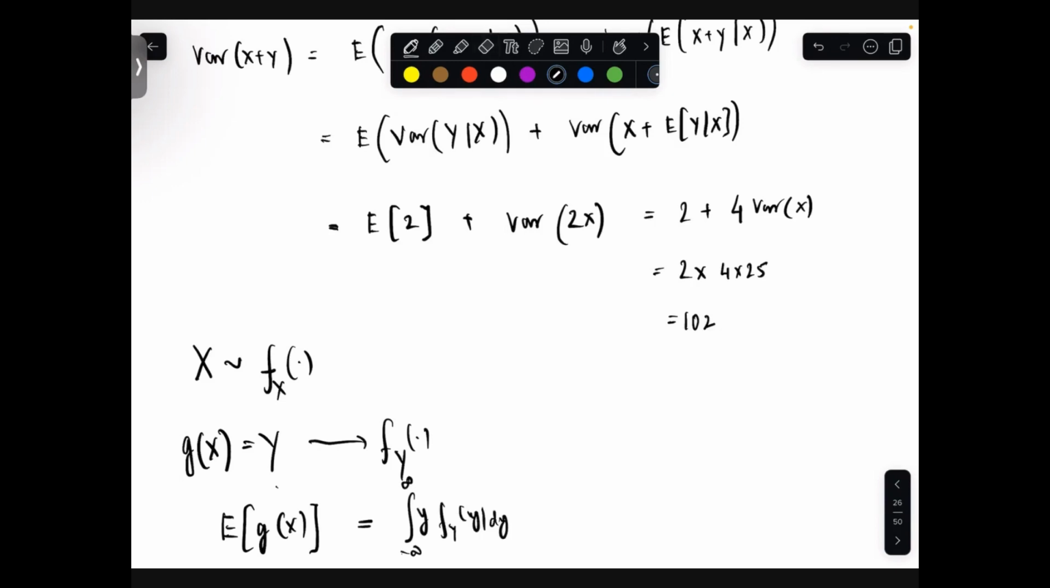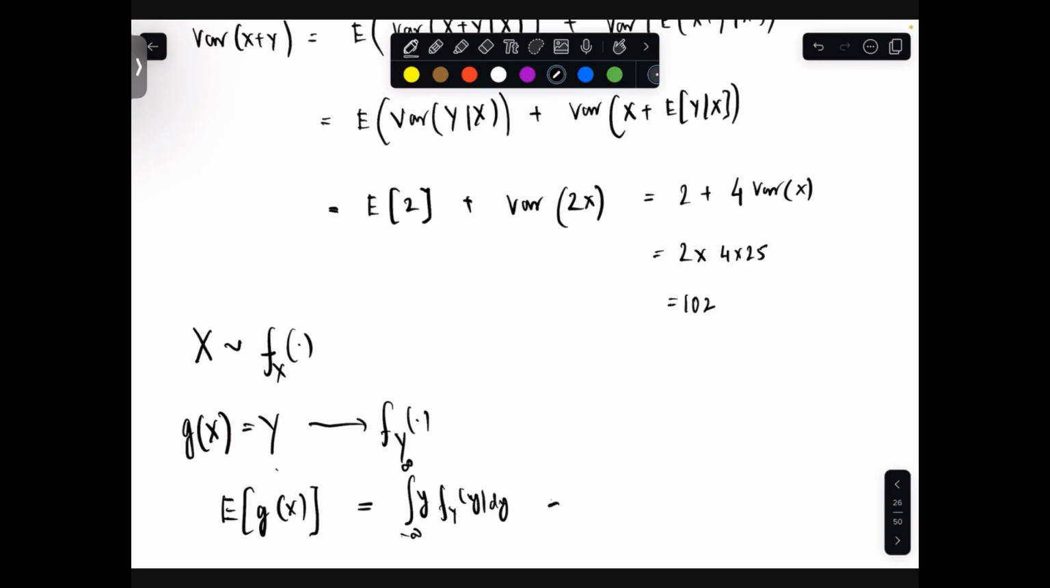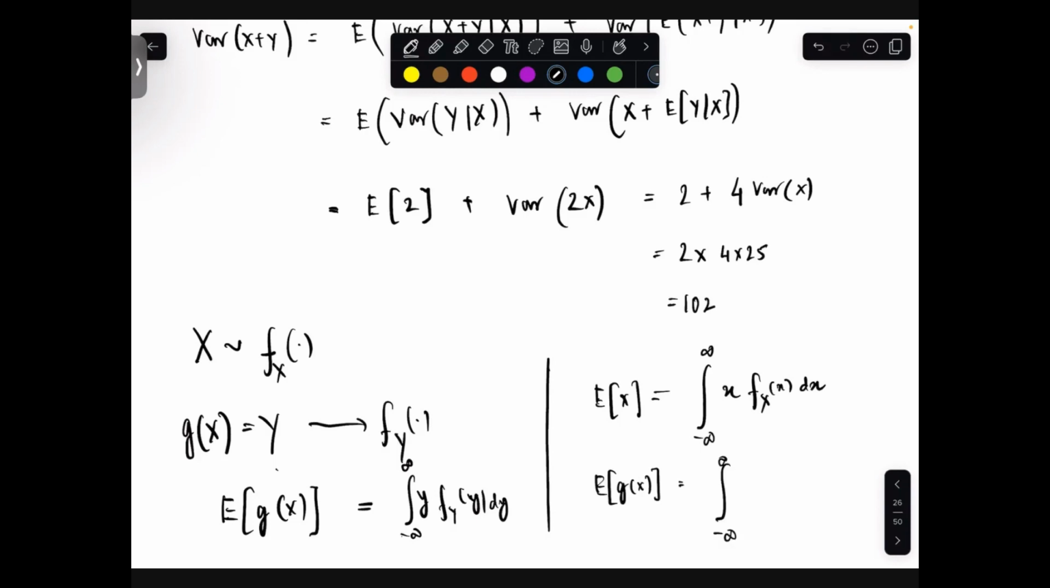But what the law of the unconscious statistician says is this simple: the expectation of x is nothing but the integration from minus infinity to infinity, for a continuous one, of x f of x dx. So what will be the expectation of g of x? We said that it will be like this, but what the law says is that if you unconsciously replace this x with g of x, then also it's true. That's the best part. So this is what the law of the unconscious statistician is.